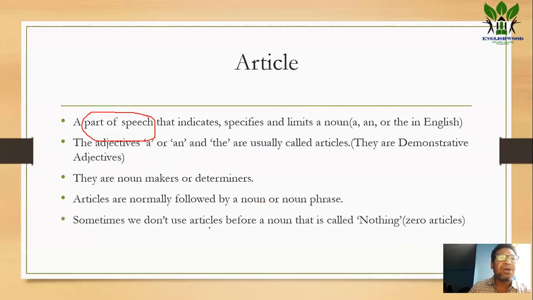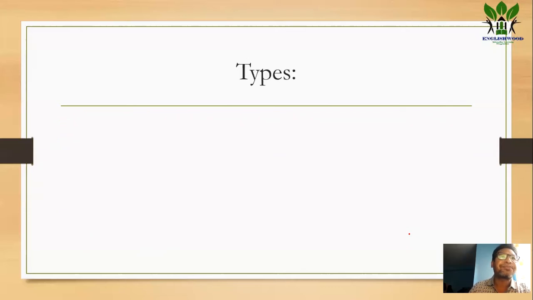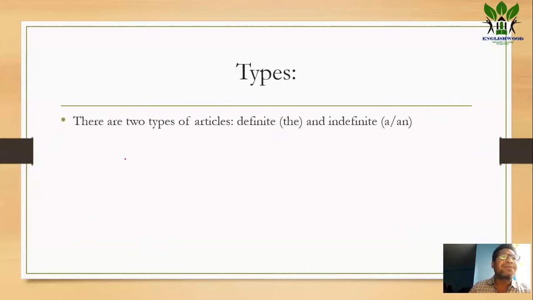Sometimes we don't use articles before a noun, which is called the zero article or no article. It's not necessary that we use a, an, or the before nouns all the time. Sometimes we do not use them, and at that time we call it no article. So there are 2 types of articles: the definite article, which is the, and the indefinite articles, which are a or an.